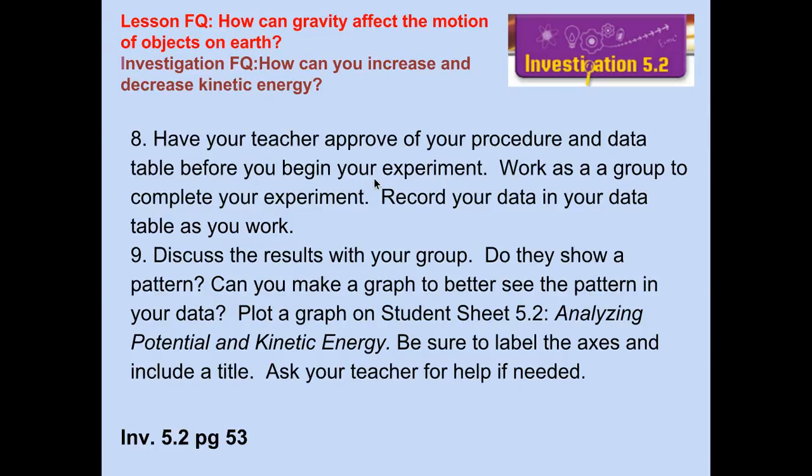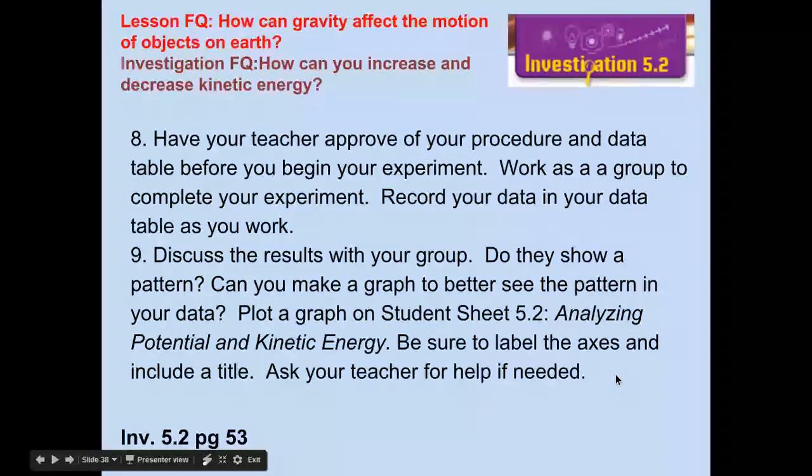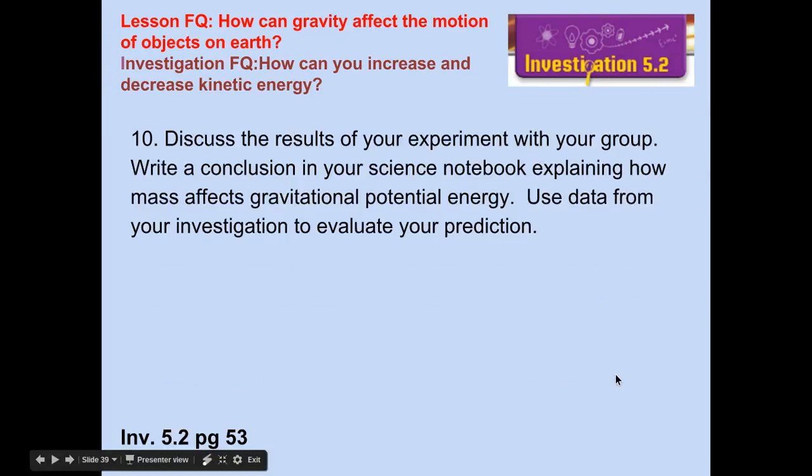Step 9 is discussing the information with your group. You need to plot this information and make a graph on student sheet 5.2. You tape that in as you came in today. And then finally, step 10, you're going to be writing a conclusion. This should be in a paragraph explaining how mass affects gravitational potential energy, and use data from your investigation to evaluate your predictions. So you have to use data from your investigation as evidence within there.